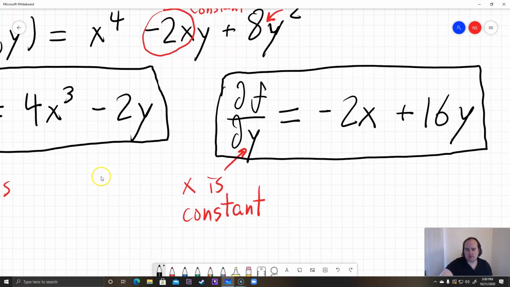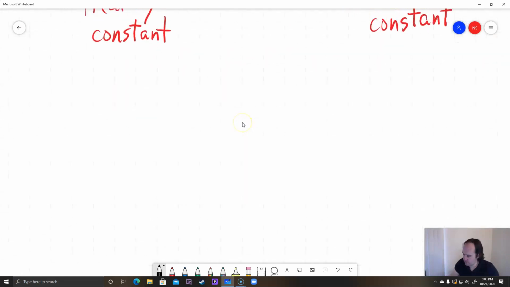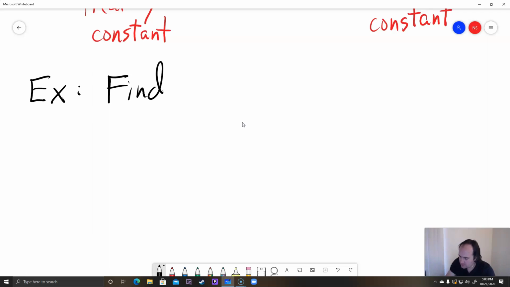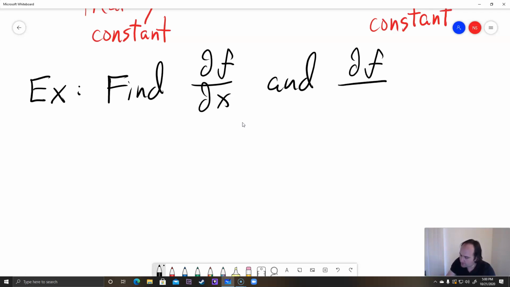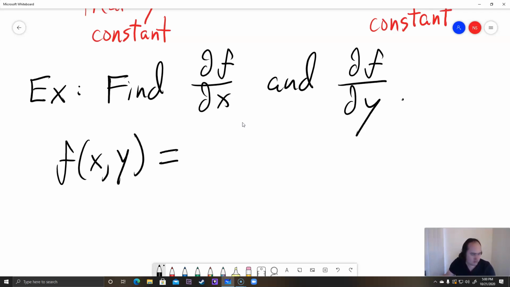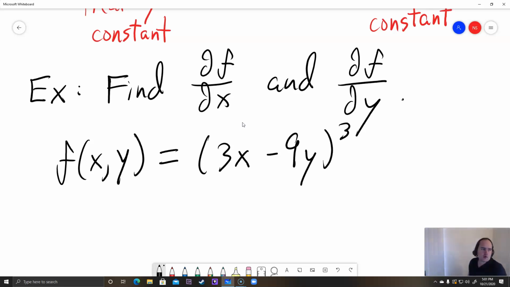Okay, so I wanted to do quite a few more examples. That was example number 1. Okay, so, well, actually, I'm not going to call it example number 1. I'm just going to rewrite a new example. Okay, so here's a new example. Find del f, del x, and del f, del y. Okay, and for this one, our function f of x comma y is equal to the quantity 3x minus 9y quantity cubed. Okay, the quantity 3x minus 9y quantity cubed.